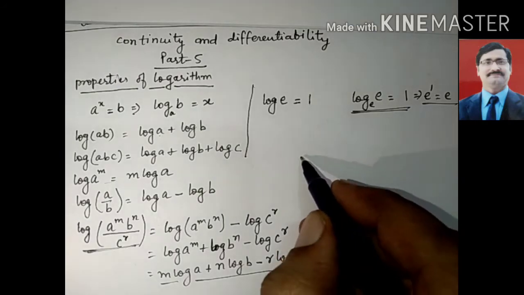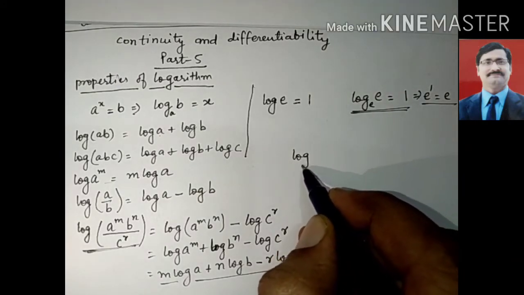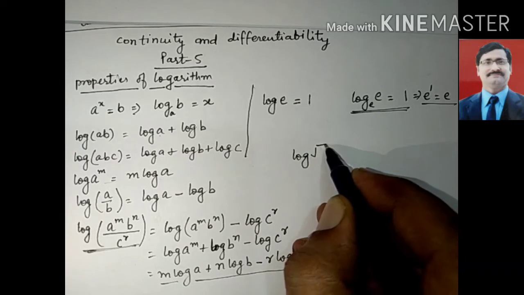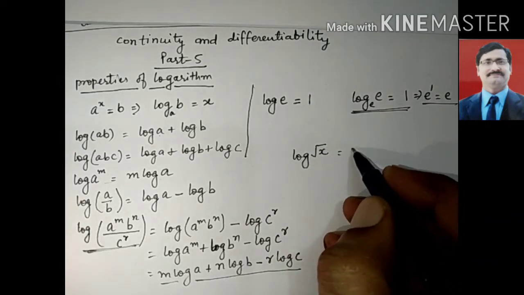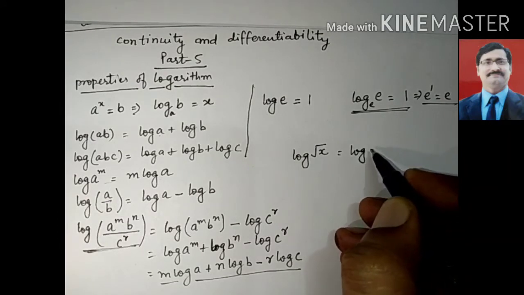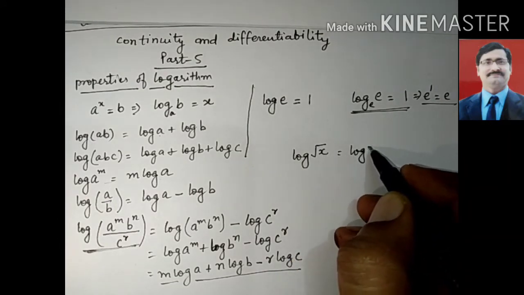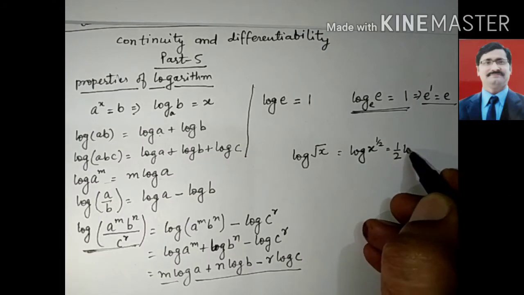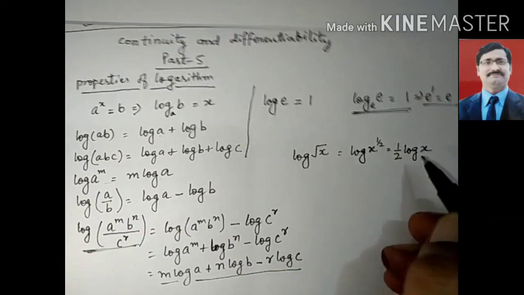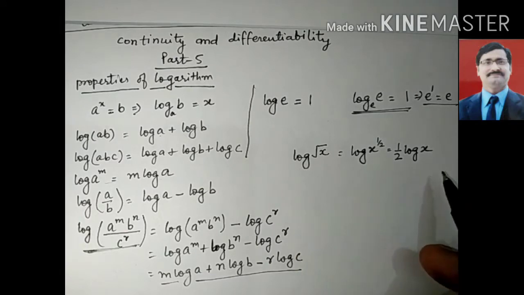Look here, if you are given log root x, what can you write? Log root x means x power 1 upon 2, and 1 upon 2 you can write in multiplication with log x. This type you can write. All of you understand this? So this will also be very important. So you understand this log power formula, and your next exercise will be very simple for you.